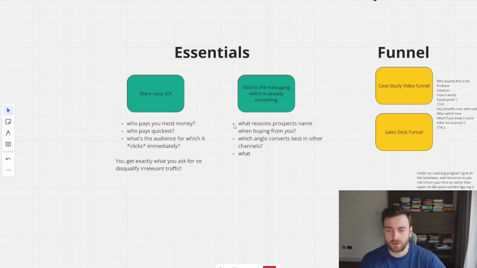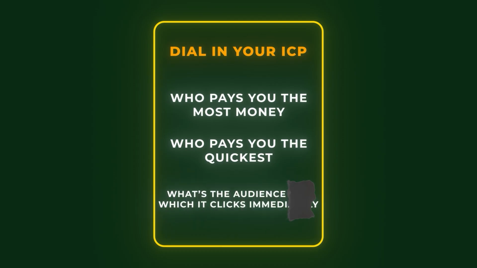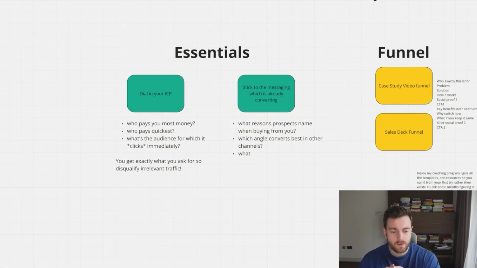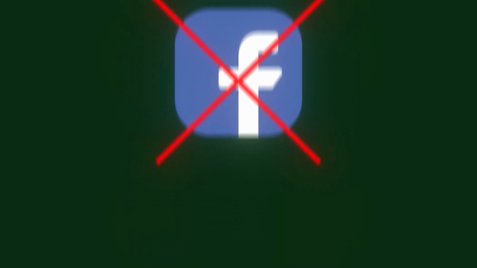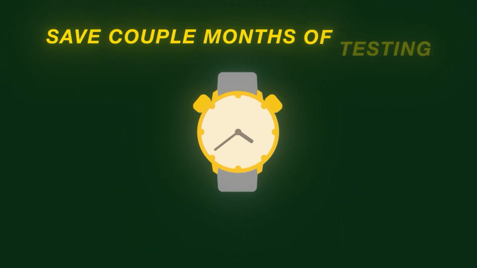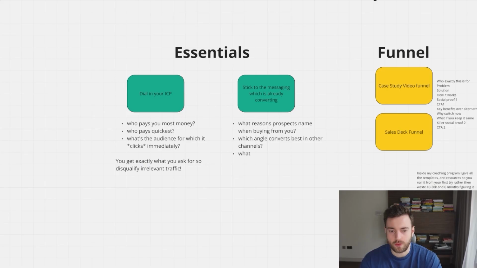So first of all, you wanna dial in your ICP. You want to look into who pays you the most money, who pays you the quickest, and what's the audience for which it clicks immediately. The reason you want to do this is so that instead of feeding your money to Facebook so that they figure it out, you can save yourself a couple months of testing by looking into what is already working for you. This way you can understand who you need to optimize your campaign for instead of spending 20, 40, 100 grand figuring it out with Facebook.